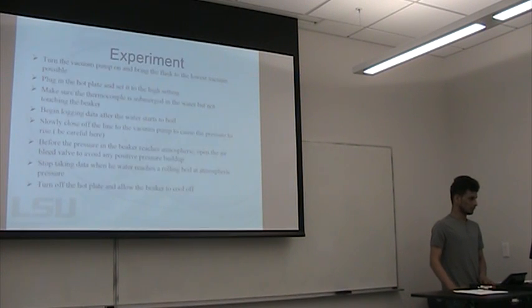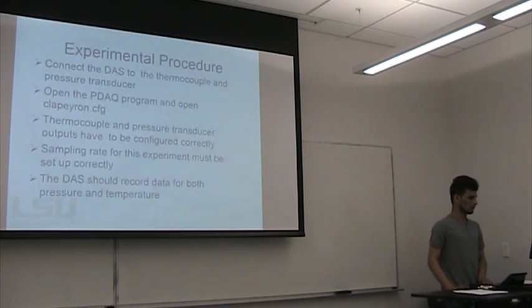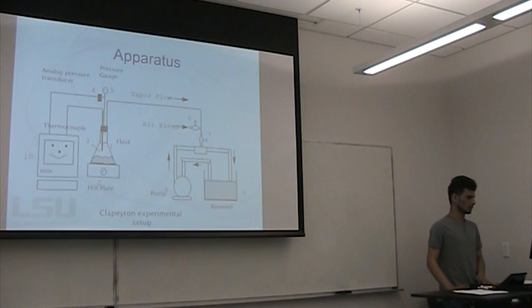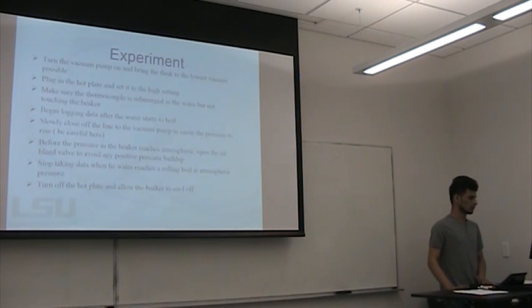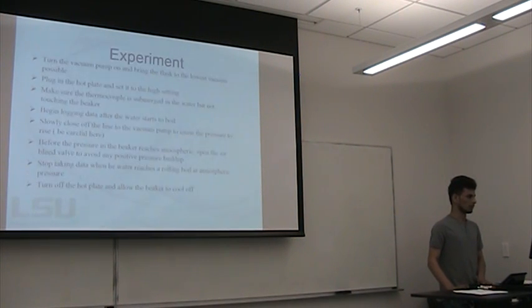And then for the actual experiment, we have to turn the vacuum pump on to decrease the pressure in the beaker. We have to fill it with water, approximately 2 inches of water, and then we have to submerge the thermocouple about 0.75 inches into the water, and then we have to plug in the hot plate and turn it on to boil the water in the beaker, and then we should get data or encode the data to get the PT plots.